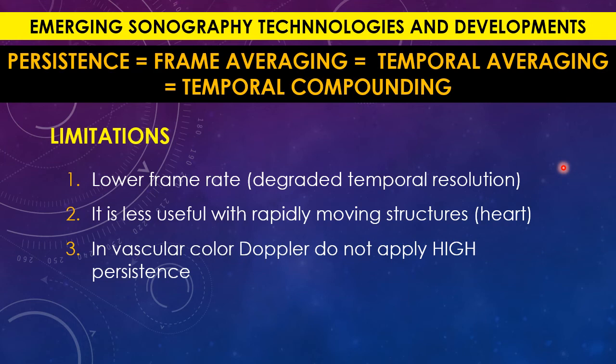It's less useful with rapidly moving structures like the heart, because each frame is different from the previous ones. If you go back in history, for example a fraction of a second, like 0.3 or 0.4 of a second, the recorded signals and data are different from the one that you're having now. So you can't add them. It will not emphasize the data you're having. It will confuse the data you are having on the current frame. Okay. In vascular color, again, we don't apply a lot of persistence. Make sure that the persistence is low when applying color.